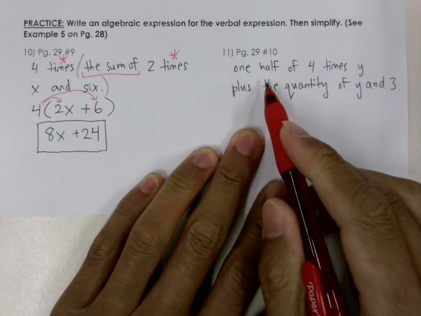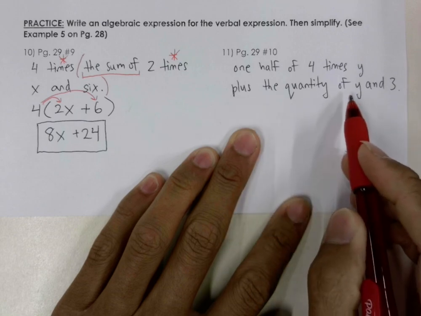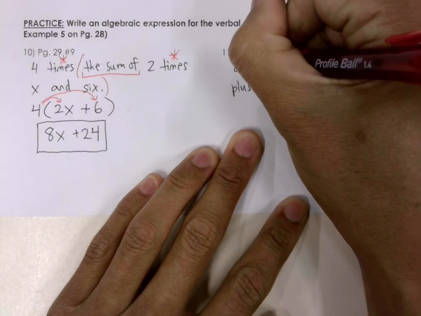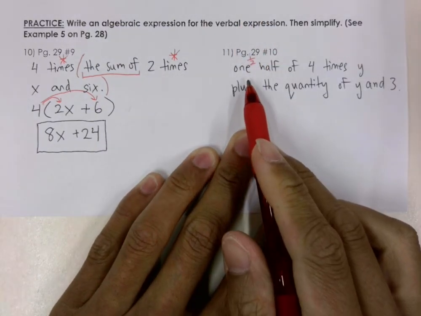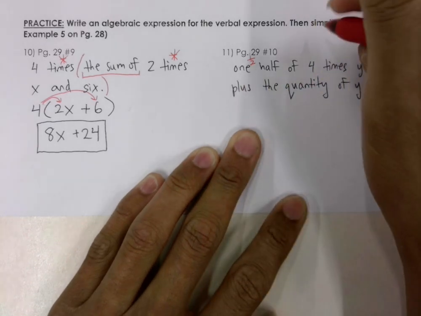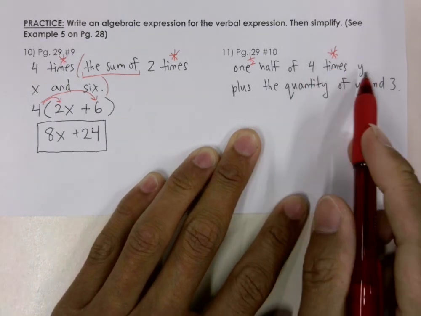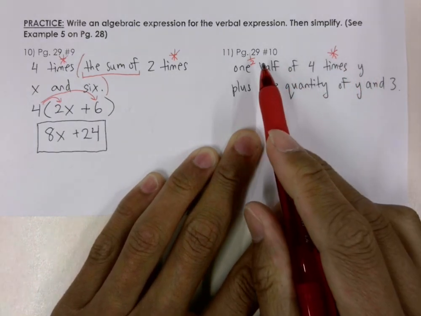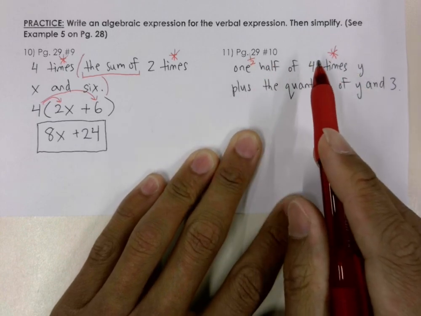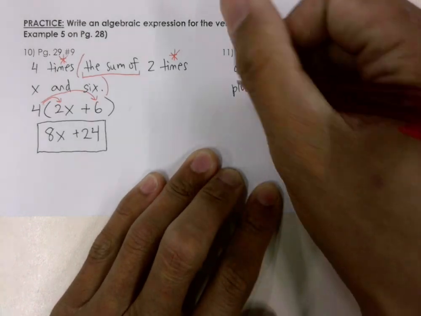We have 1/2 of 4 times y plus the quantity of y and 3. Let's start at the beginning. 1/2 is 1 divided by 2. 1/2 of 4 times y, that is 4 multiplied by y, 4y. 1/2 of 4 times y is 1/2 times 4 times y. And we have a plus.